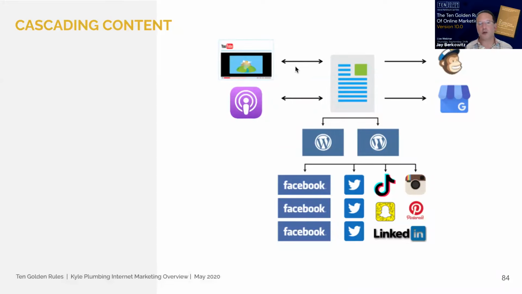So anything can start a cascade, like a video can start a cascade, a podcast, a blog post could start a cascade, or even a press release, right? So the press release added to the website, and then it's cascaded throughout all your properties.